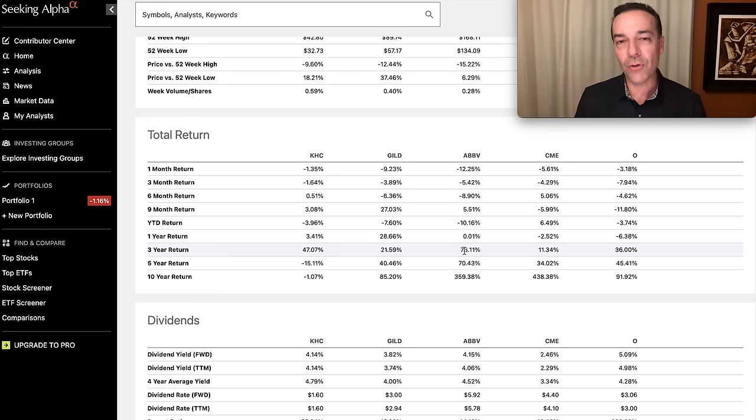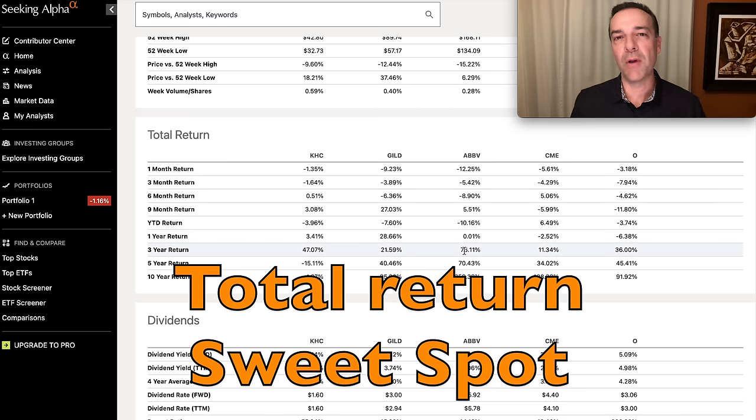But you also don't want to be trading the option strategy in stocks that will be losing value. Now that's kind of a no-brainer, but it is worth considering. So you kind of want to be right in that sweet spot of a good total return, but one that's not too high, but also a return that's not negative.